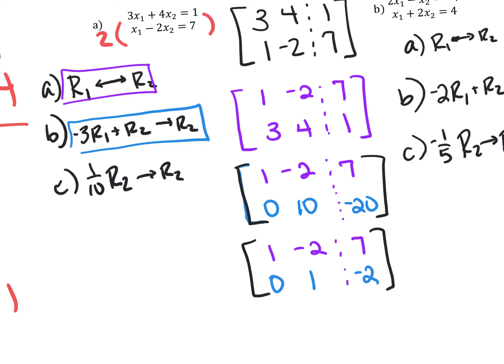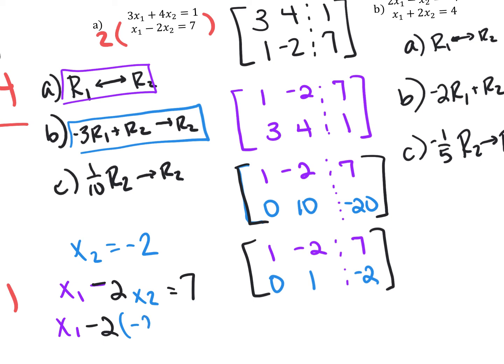And remember what we learned from a generalized system and back substitution? Well, now I can see that the x2 variable here is equal to negative 2. I have an equation for x1, which is x1 minus 2x2, that's equal to 7. Well, x1 minus 2 times x2 is just negative 2. We just found that. That has to equal 7.